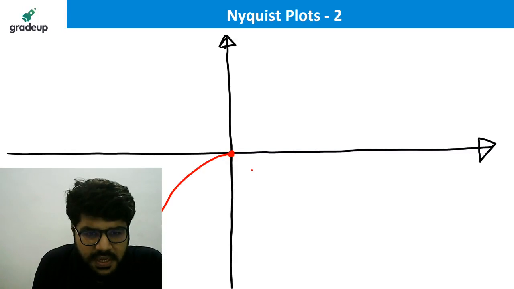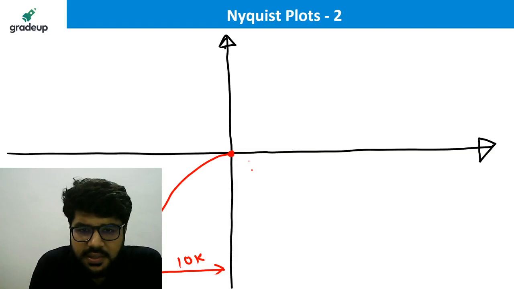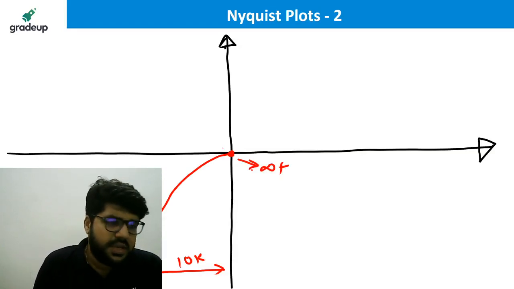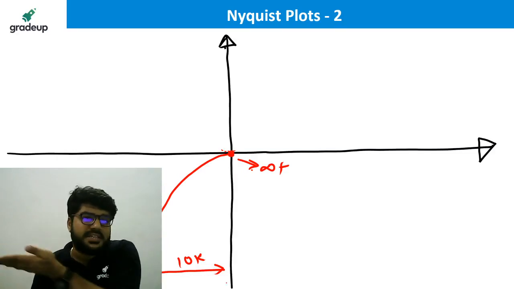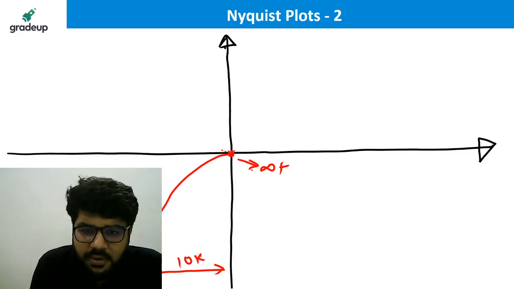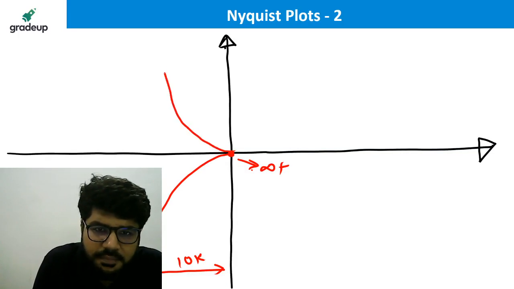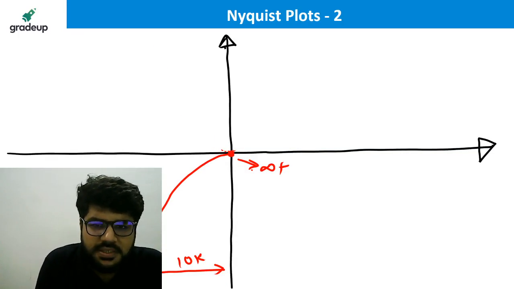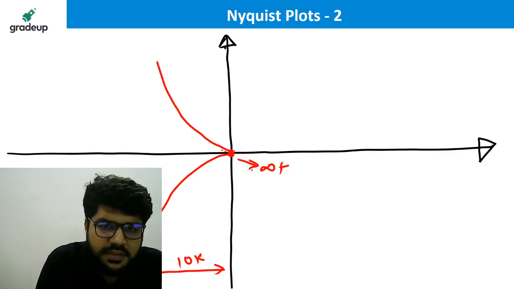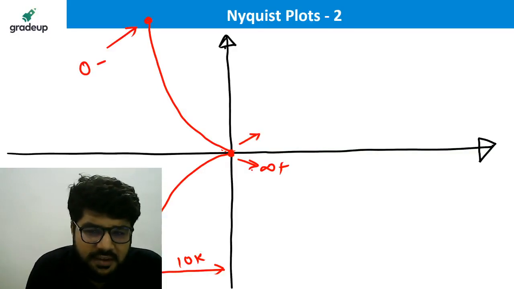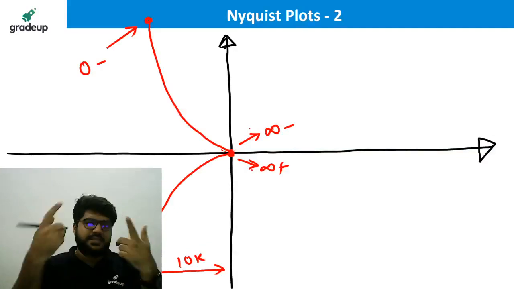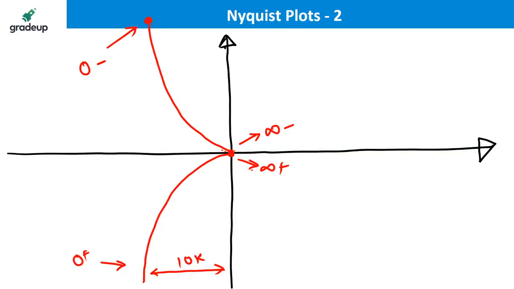So this is 0 plus. This was marked as 10K. This is infinity plus. Now I take the mirror image, about the x-axis. Step number 2: I take the replica of this. If this is the mirror image, the 0 plus point is converted to 0 minus, and infinity plus is converted to infinity minus, the negative values.